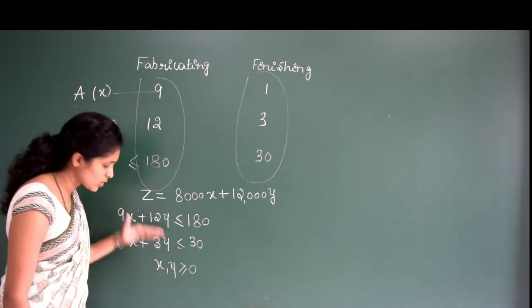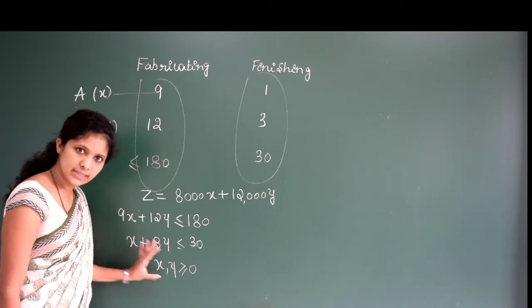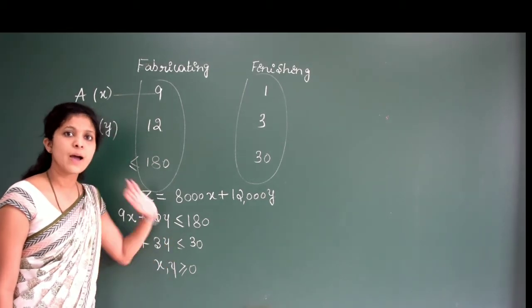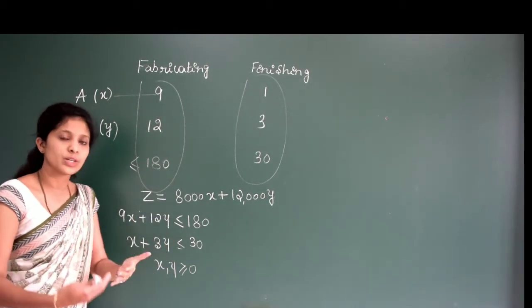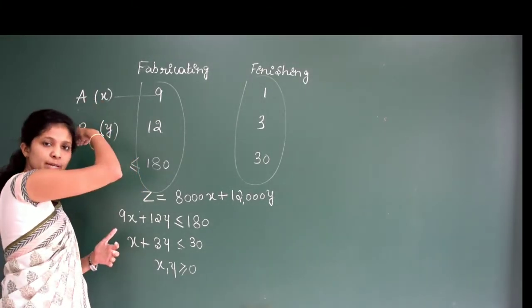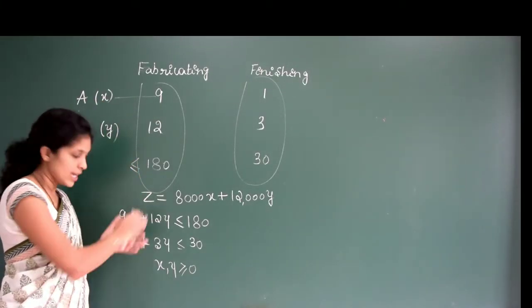See here, now we got the equations, right? By using these equations easily you can find the maximum profit and how many model A they have to prepare and how many model B has to prepare. Okay, now we'll check this one.